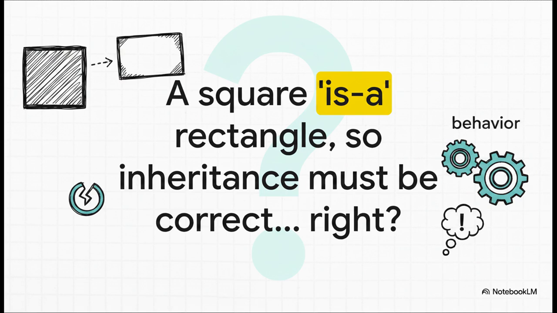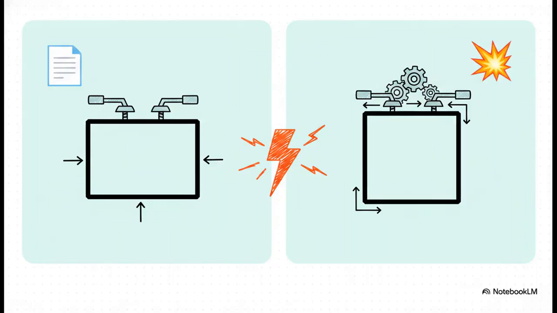In geometry class, of course, a square is a rectangle. So it seems like a perfect situation for inheritance. But the Liskov principle warns us that what matters isn't the label we use in the real world. What matters is the behavior in our code. And here is the conflict, clear as day.